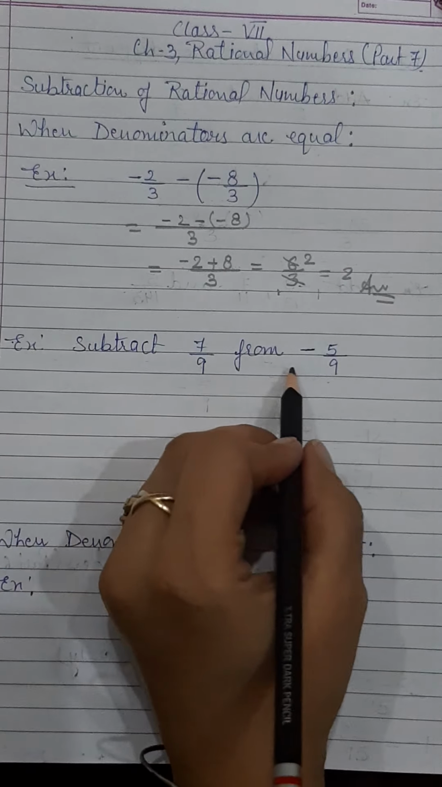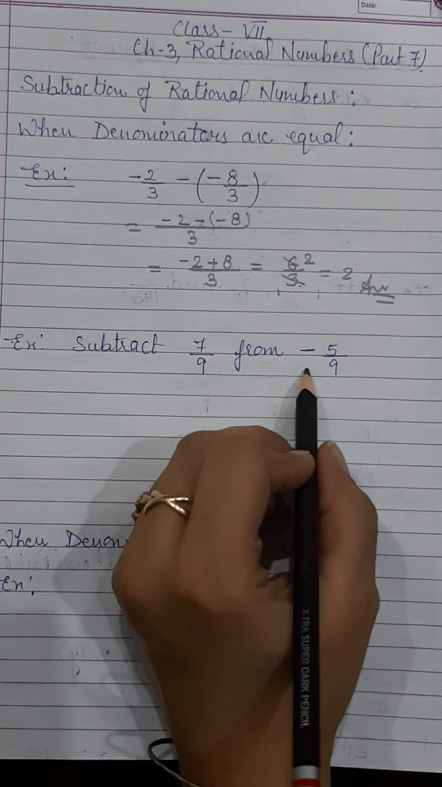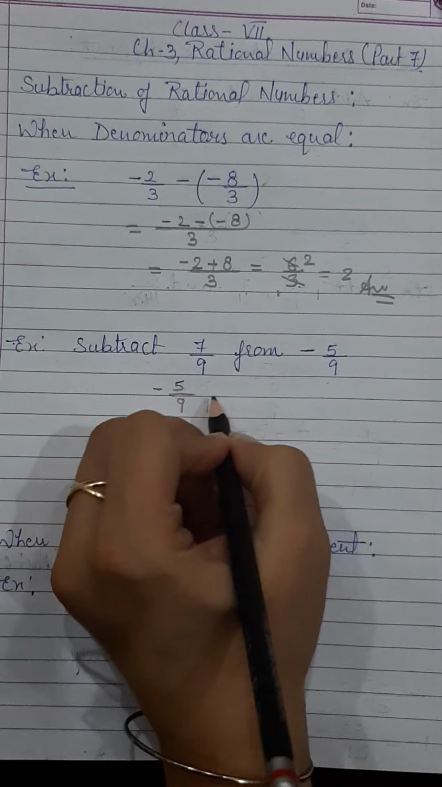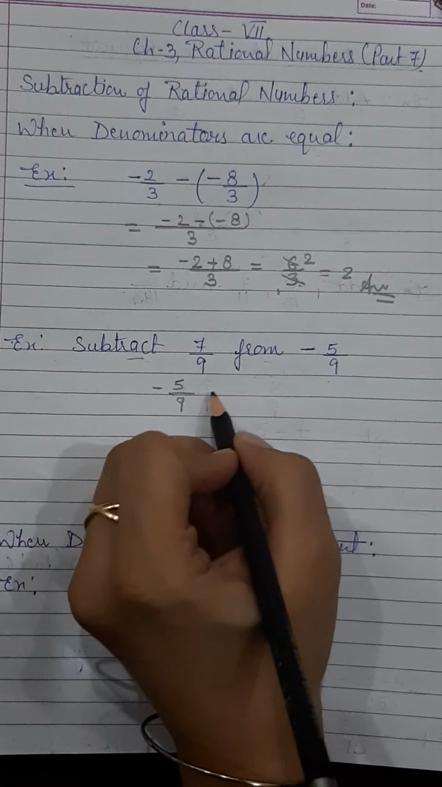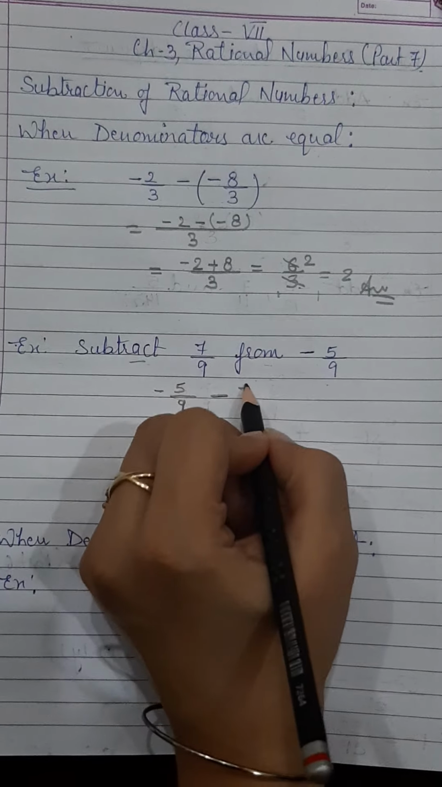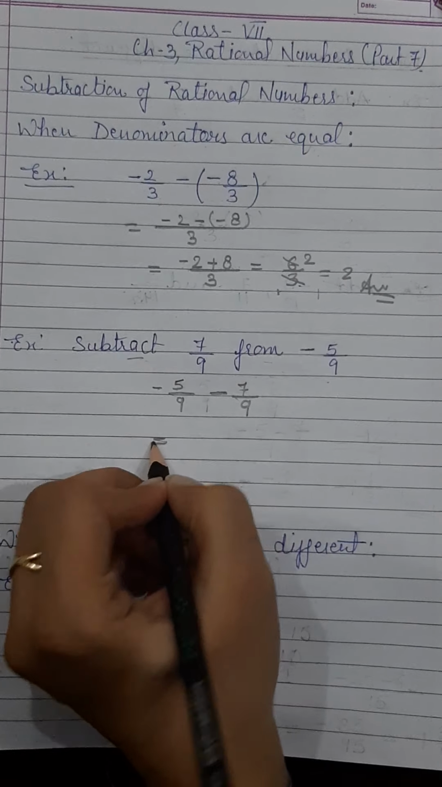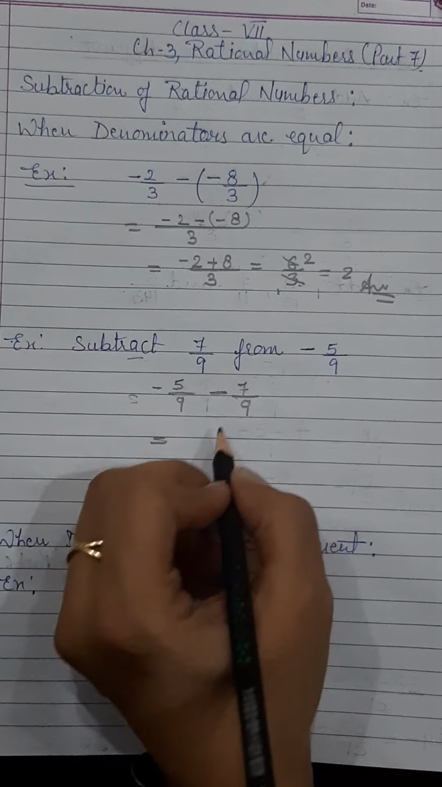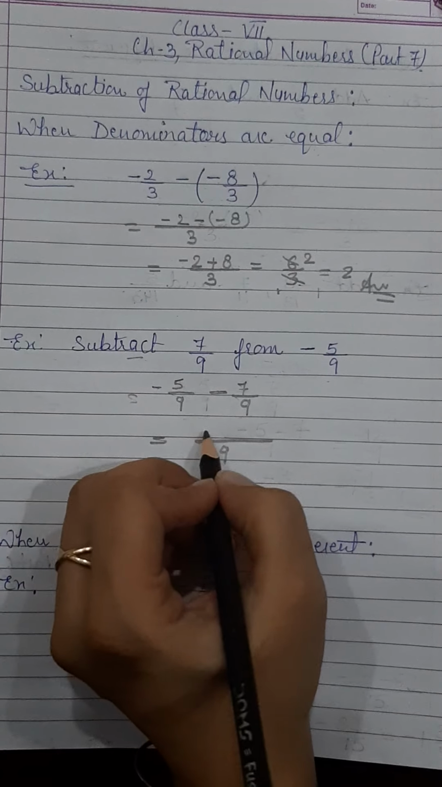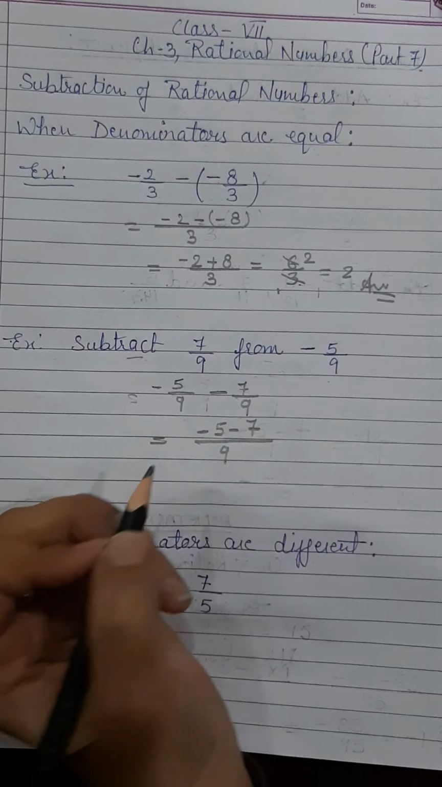So which rational number you have to write first from these two? Minus 5 by 9. Clear? So minus 5 by 9 and subtract. So here you have to write subtract sign and then 7 by 9. Clear? Now in next step, denominators are same. So once you have to write denominator as 9 and numerators will be minus 5 minus 7.